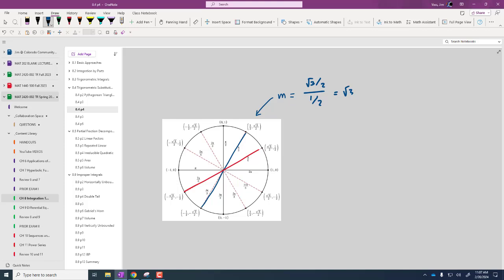The less steep terminal ray, same thing, slope is y over x. The 2's cancel, you get 1 over √3. And then if you rationalize the denominator, you get √3 over 3. So the steep terminal ray is at √3. The less steep one is √3 over 3. It's a third as steep. Also, this less steep one is just the reciprocal of the steeper one, because there's only the two.